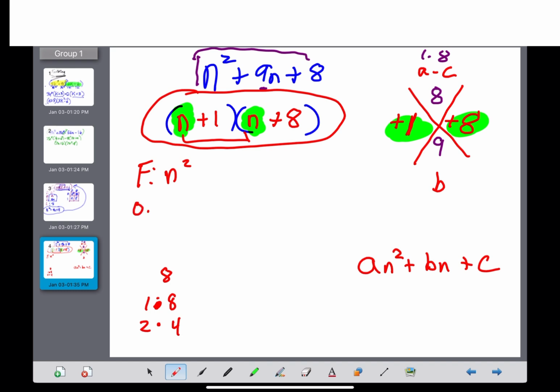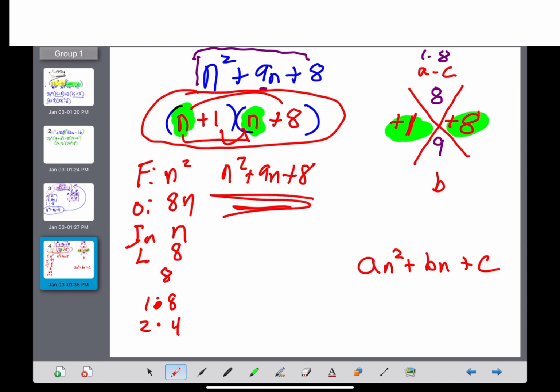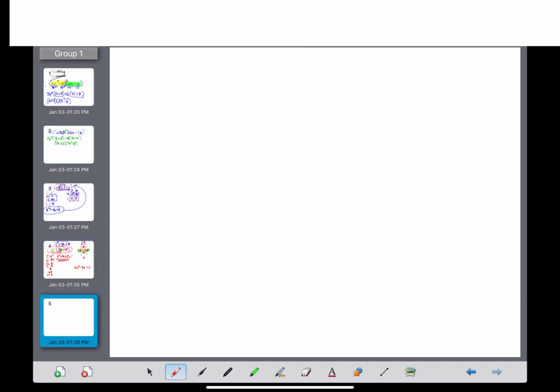And you can always check it. First, n times n. Outside, 8n. Inside, n. Last is 8. n squared plus 9n plus 8. That's what we started out with, so we know that it works. That n plus 1 times n plus 8 is the factored form of this problem. Okay? And we backed up and did it earlier, so we knew that was going to be the answer. Now, does it matter if I put n plus 1 or n plus 8 first? No difference at all. It's the same thing. Okay?